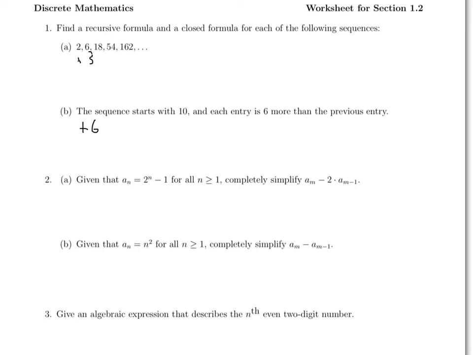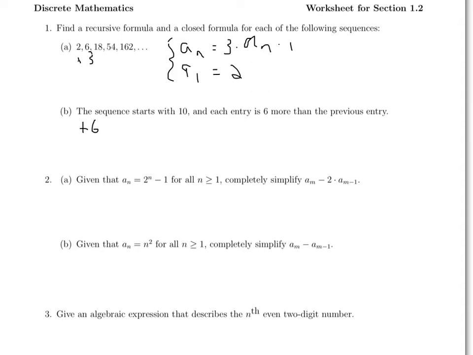So if we're trying to write this as a recursive description, we would say that each term is 3 times the previous term. So A_n is equal to 3 times A_(n-1). Again, the n minus 1 is all in the subscript. And let's say A_1 equals 2. So this is our recursive description.